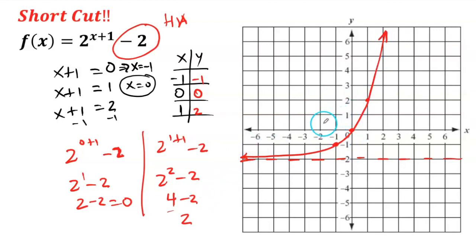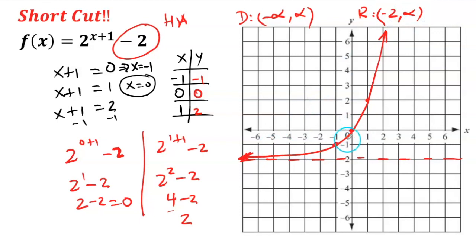Now, a couple of questions that we're going to ask you. Domain: the arrow to the left comes from negative infinity, the arrow to the right goes to positive infinity. My range, up and down, right? This is an asymptote, meaning my graph is not going to touch that negative 2. So my range will start at this value all the way to infinity.